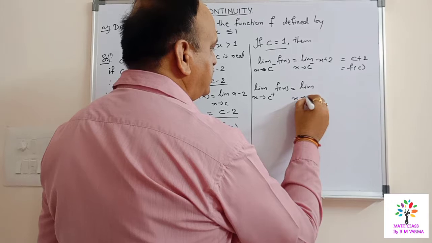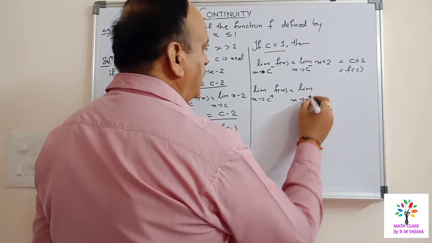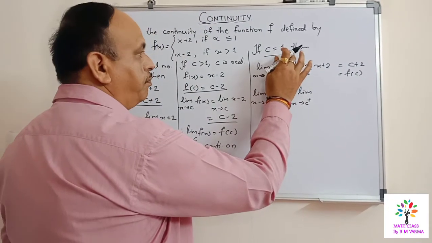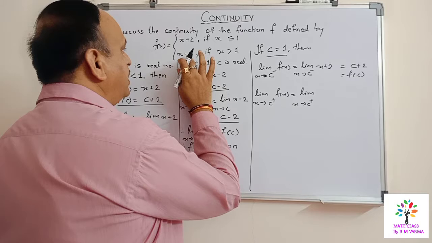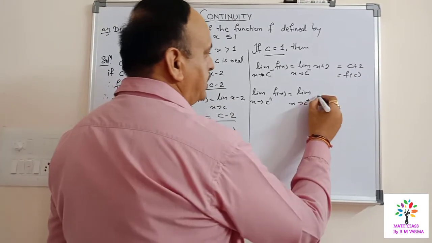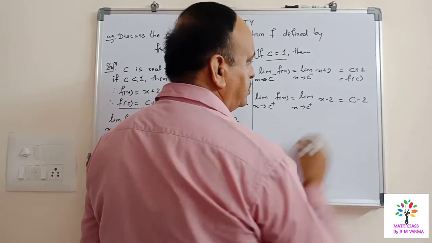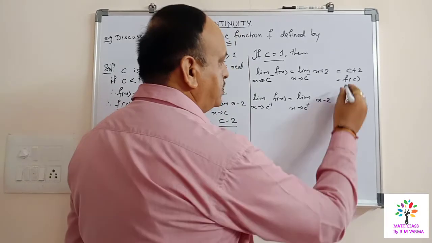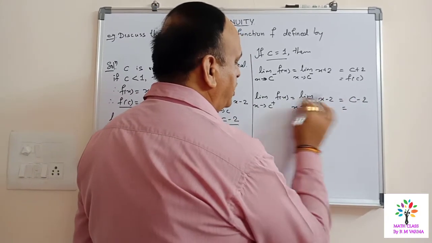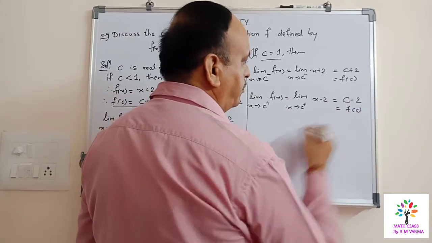Limit x tends to c plus. Now when I write c plus, it is greater than 1, and for greater than 1 the answer is x minus 2. So it gives me c minus 2. This value, when we find it at the particular point, is equal to f of c.